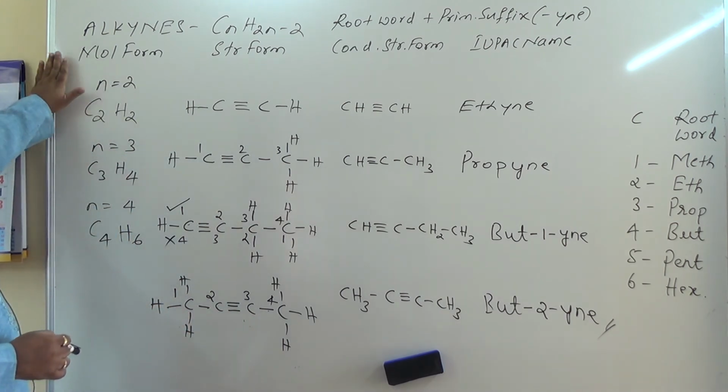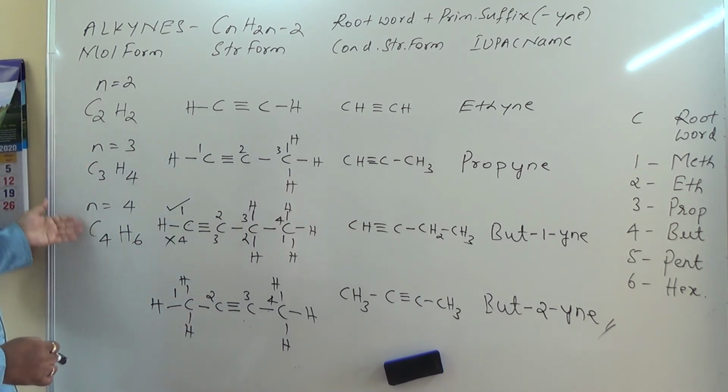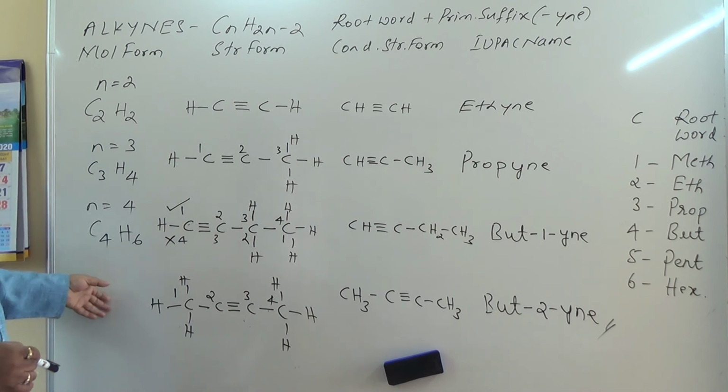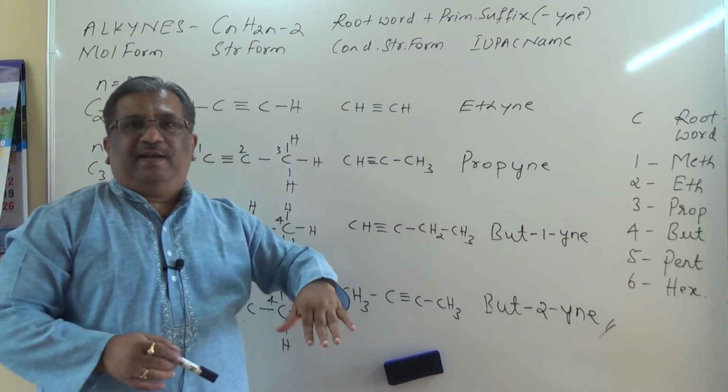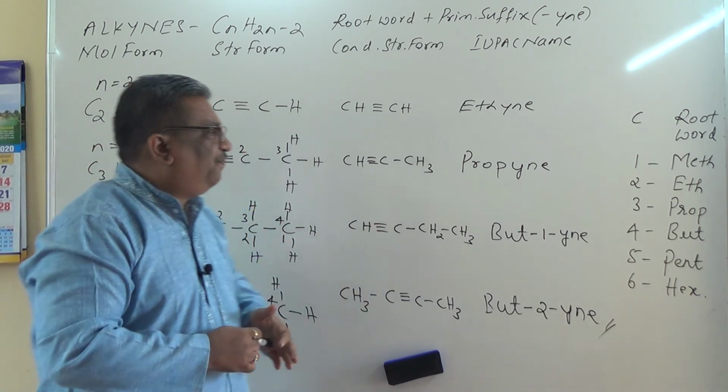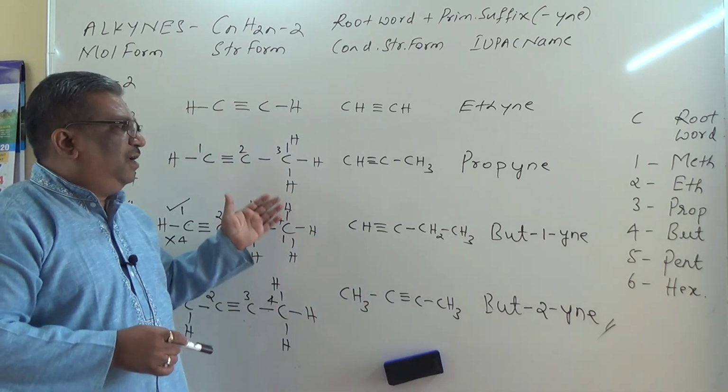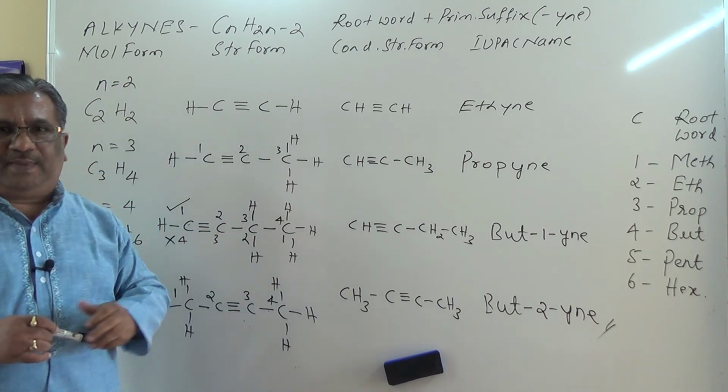So for alkynes, it will continue like this. N equal to 5 also it will continue, so it will be pentyne. In pentyne also pent-1-yne, pent-2-yne will come like that. Okay, so now I'll direct you to the PPT and you can make a note from that.